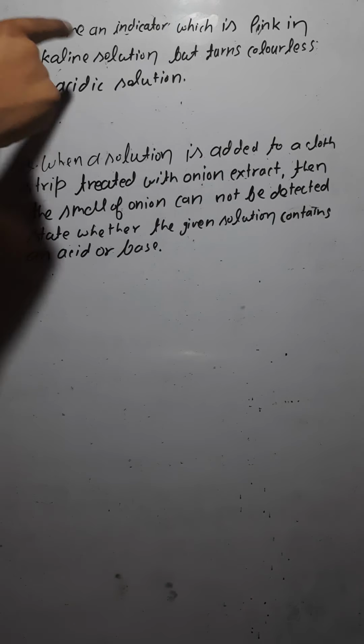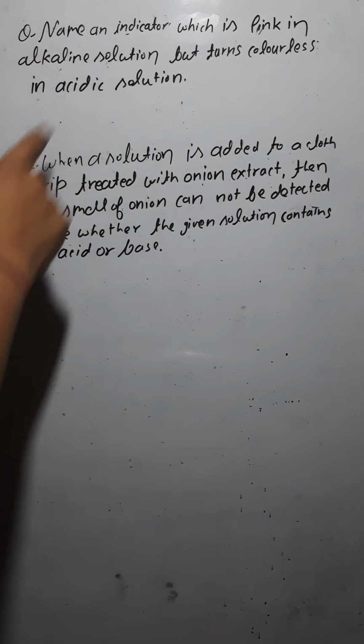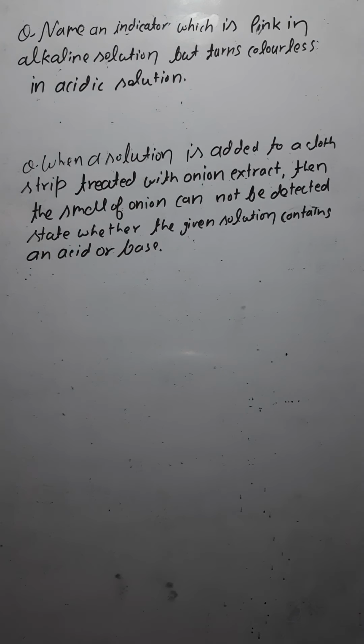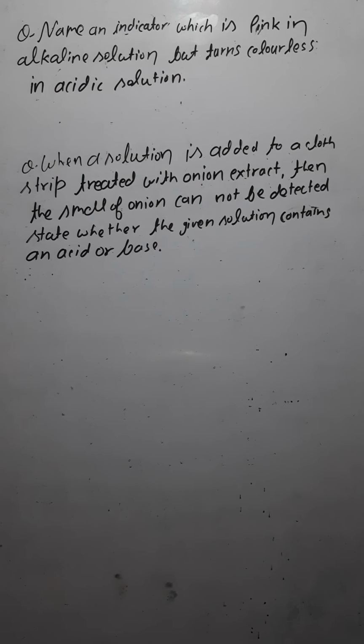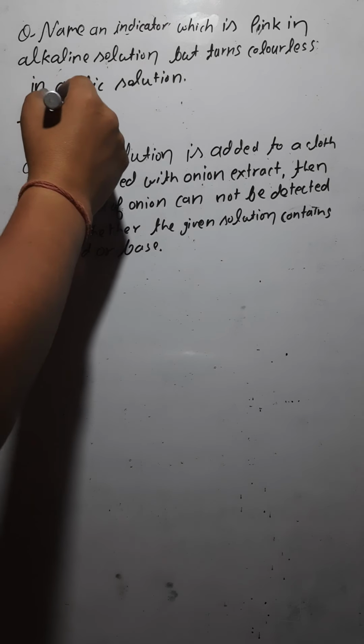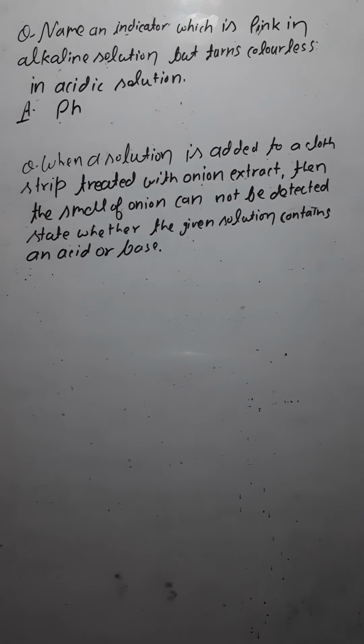Name an indicator which is pink in alkaline solution but turns colorless in acidic solution. Which indicator is this? We have discussed all these indicators. Yes, the answer is phenolphthalein, isn't it? Phenolphthalein is the answer here. Just write the answer: phenolphthalein.